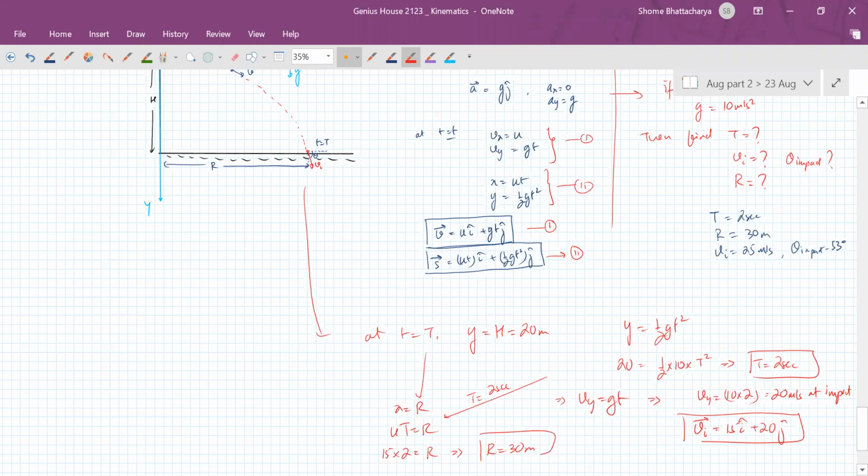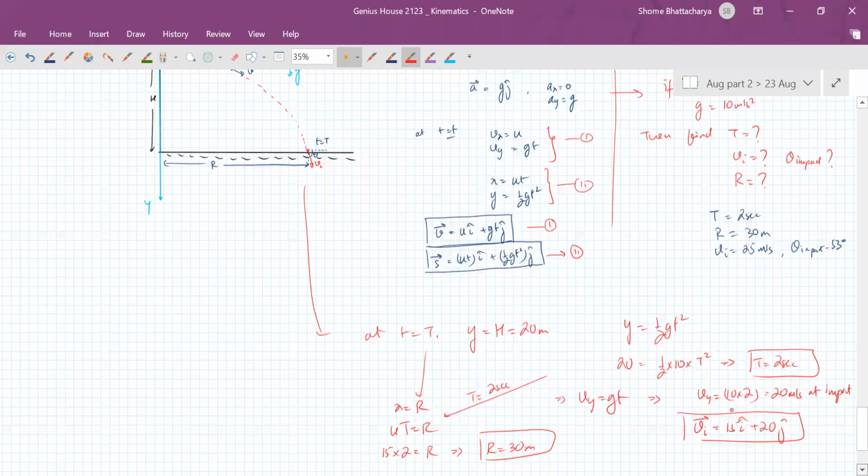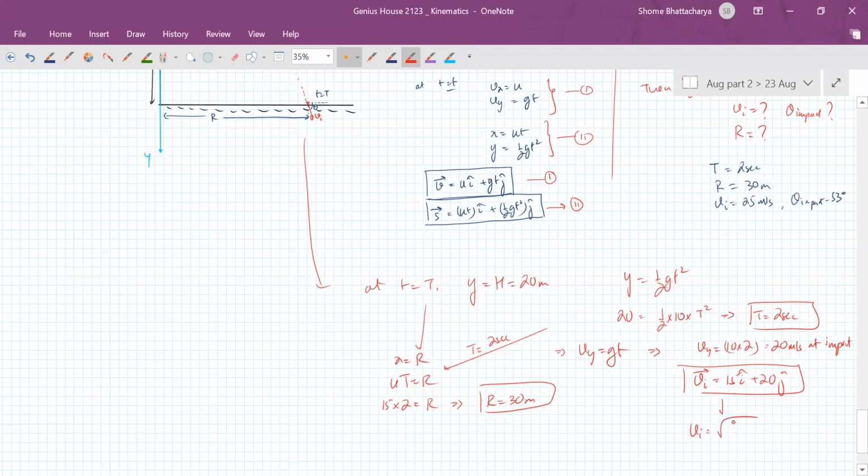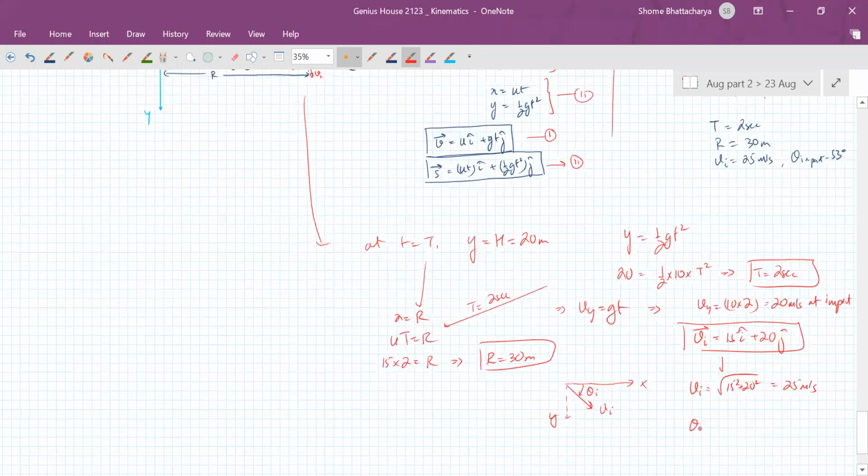Okay. So now you got everything. Now you just have to convert this vector into magnitude, which you can show is very easily 25 meters per second. And that angle. Okay, so this is your x-axis, this is your y-axis. Now you want to find the impact velocity's angle with this. So you can see it is tan inverse of the y component, which was 20, divided by this. So that comes out to 53 degrees.